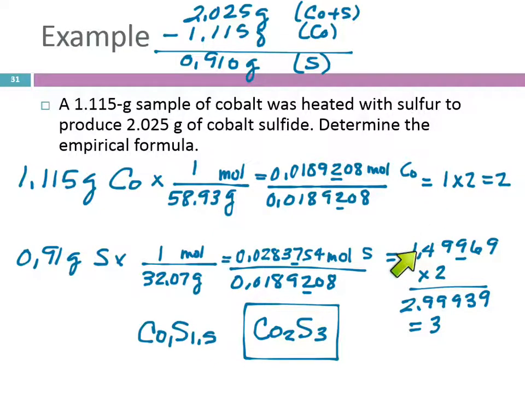When you're looking at these numbers, if you can round it to a whole number, just flat out round it, it's going to be very close to a whole number, like the 2.999.